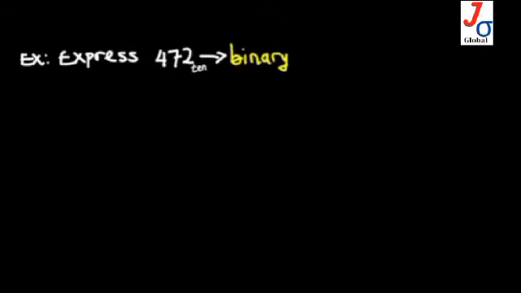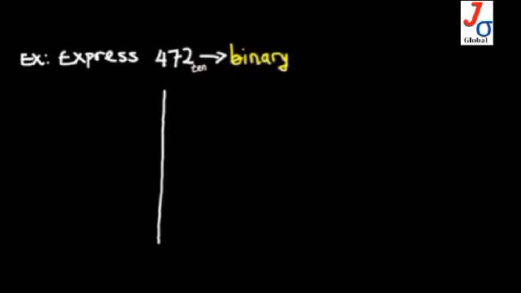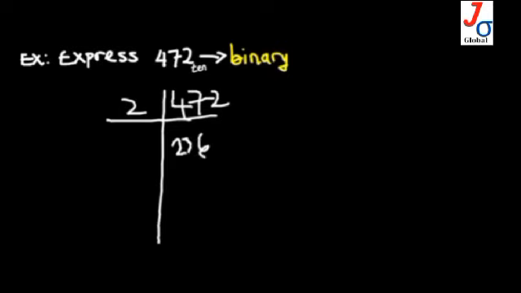Then let's take another example. We have 472 base 10. We're converting this to binary. Same process. Let's create a cross. 472, dividing by 2. That's in base 2. 472 divided by 2 would give us 236. Of course, there's no remainder, it's an even number. Remainder 0.